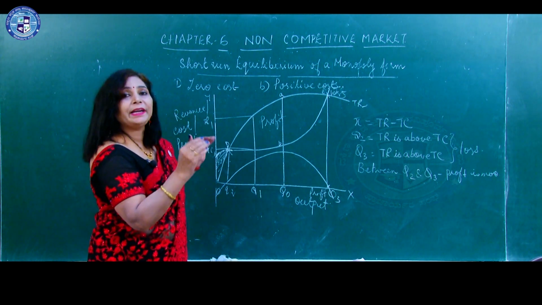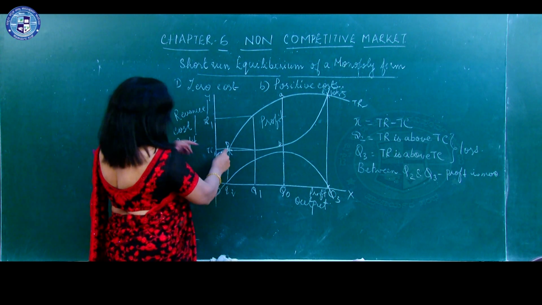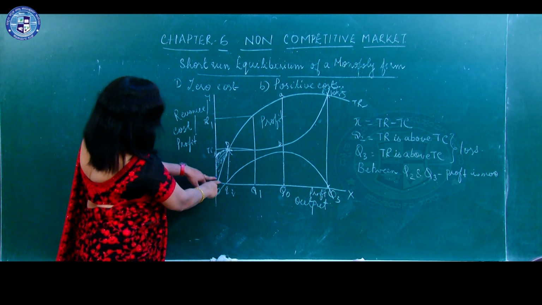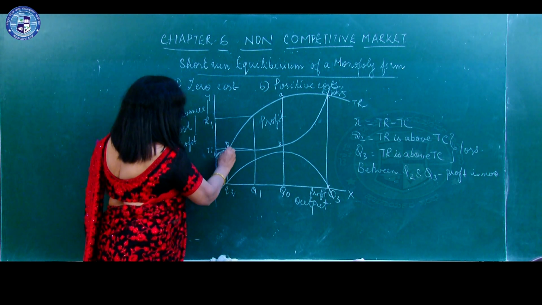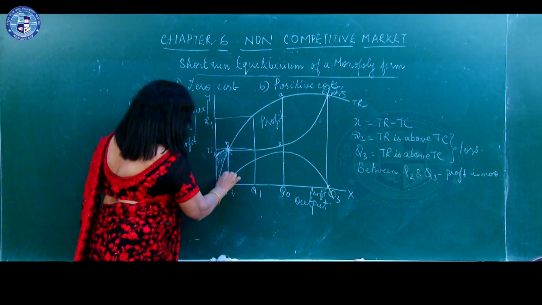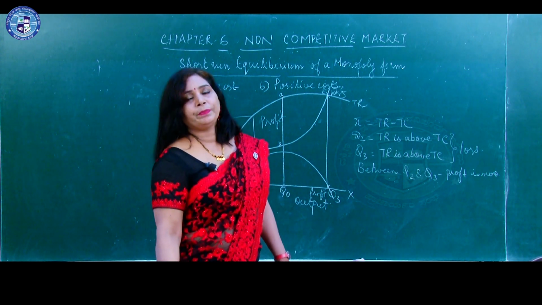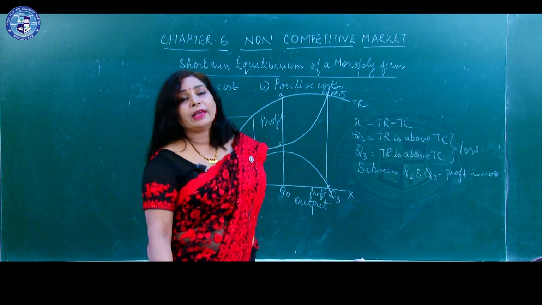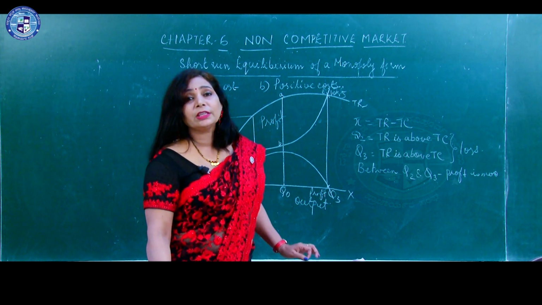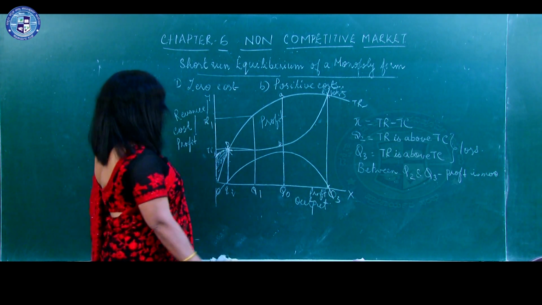The firm is spending more than the income that it is getting. The cost curve is above, the revenue curve is below. So, the cost is more than the revenue. So, the firm is having a loss at what level of output? At Q2. At Q2 level of output, the firm is not having any profit, it is having a loss because the cost curve is above the revenue curve.